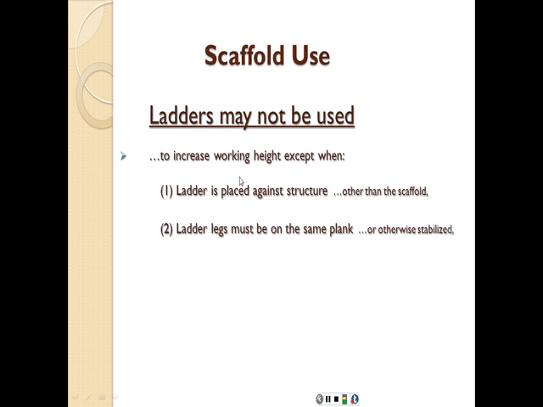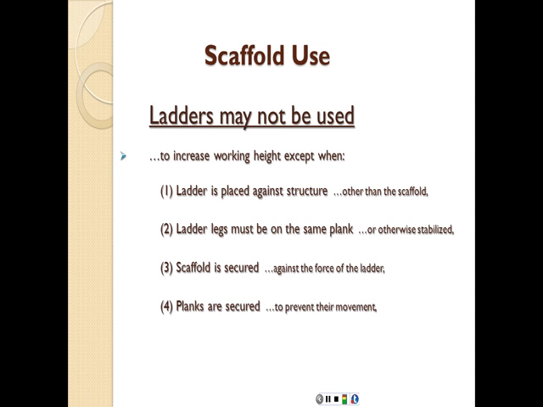Ladders may not be used to increase working height except when, so if you're working already on top of a scaffold and you want to reach a higher elevation, you should not work on a ladder except if the ladder is placed against structure which provides stability other than the scaffold. Ladder legs must be on the same plank, again to make sure that it's stable, it's not going to shake. The scaffold is secured against the force of the ladder, because that's going to create a concentrated load on the planks of the scaffold. Planks are secured to prevent their movements, and the ladder legs are secured to prevent slippage. So if you do not have all of these conditions, you cannot work on a ladder on top of a scaffold.